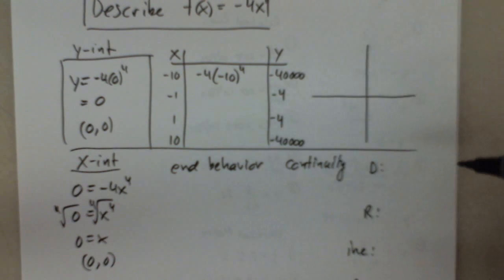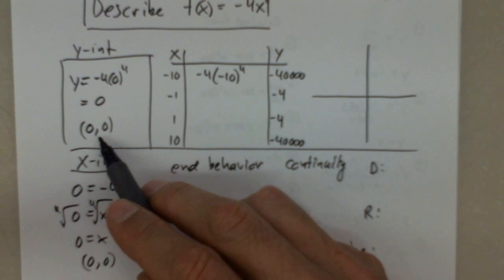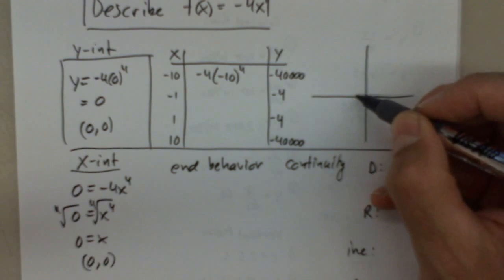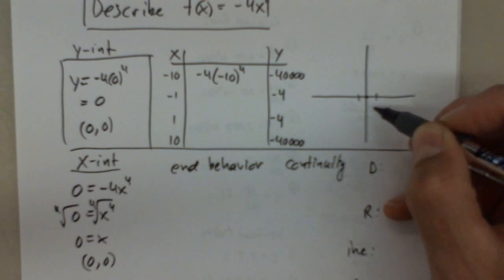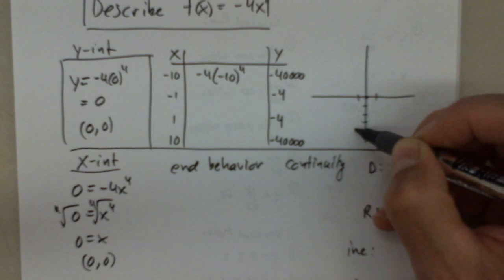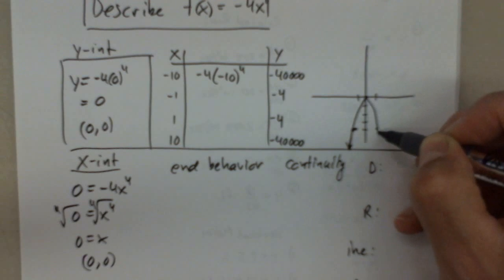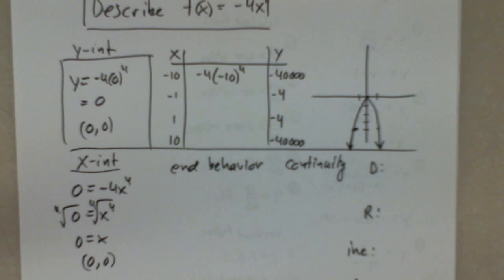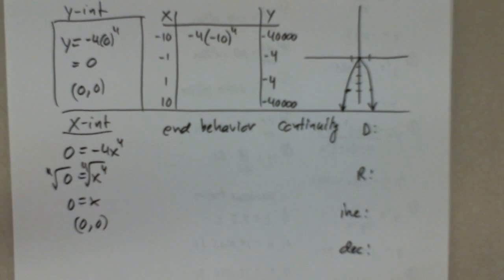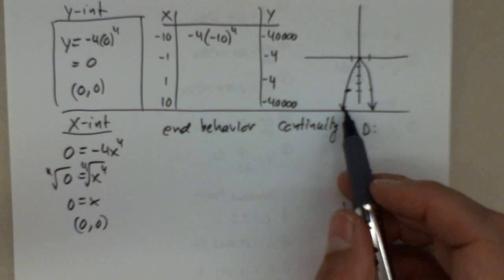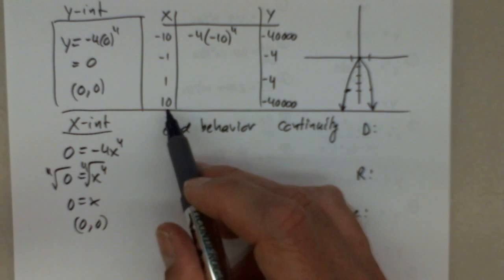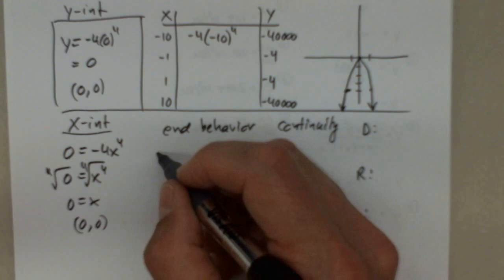All the y values are negative. We have the y-intercept here. As we go out, the graph is going like that. And we can see end behavior in the graph, and we can see end behavior in the table.